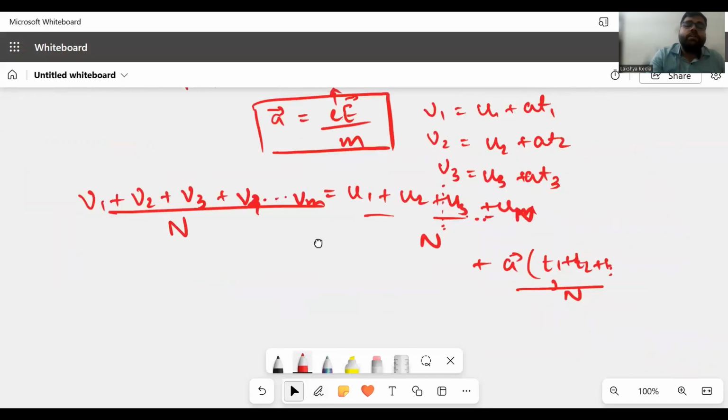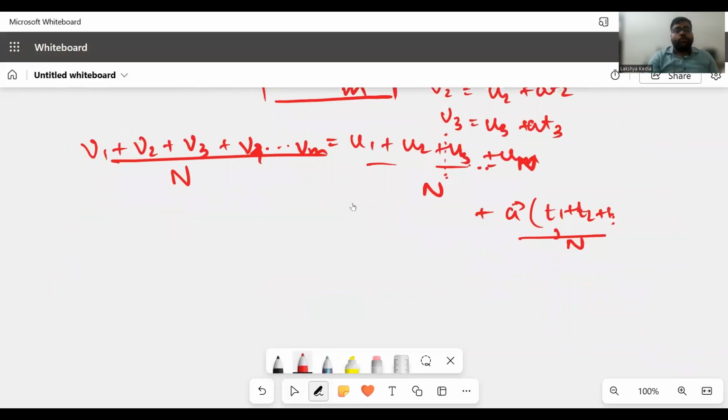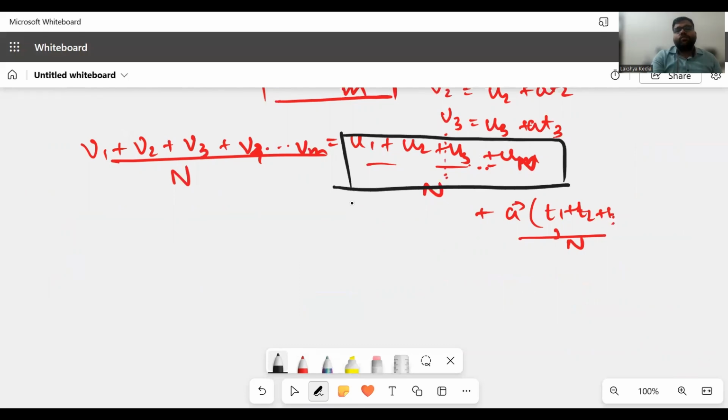So see, now let's break this equation more. When we talk about initial velocity, as the electrons were moving randomly when the electric field was not applied, we can take the entire vector sum to be zero, right? So this comes out to be 0.